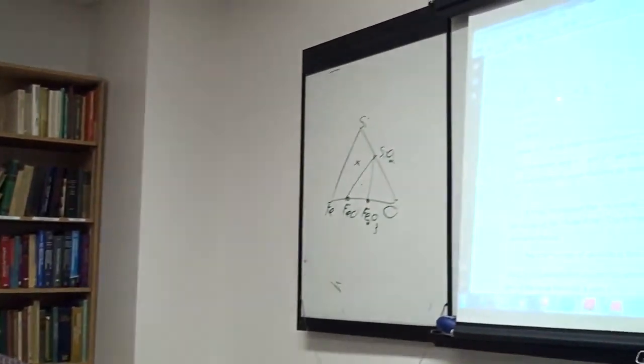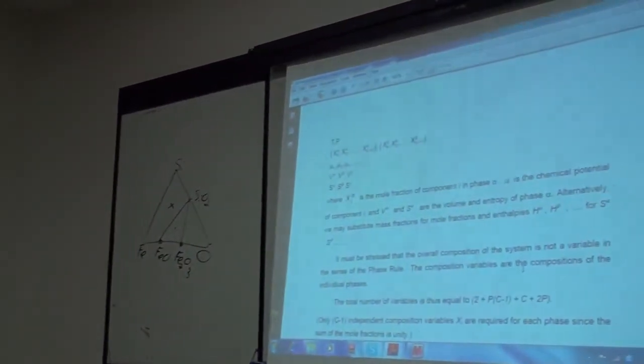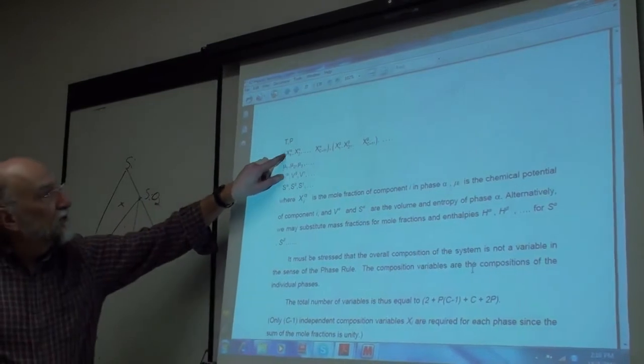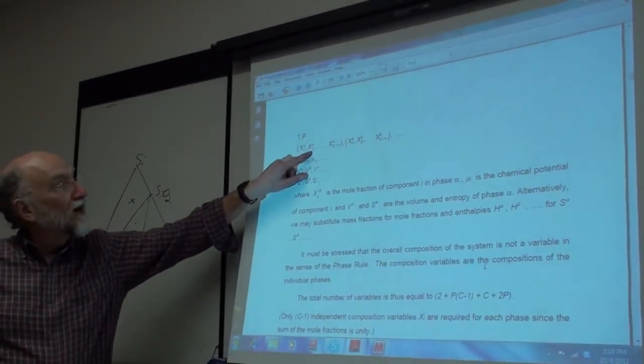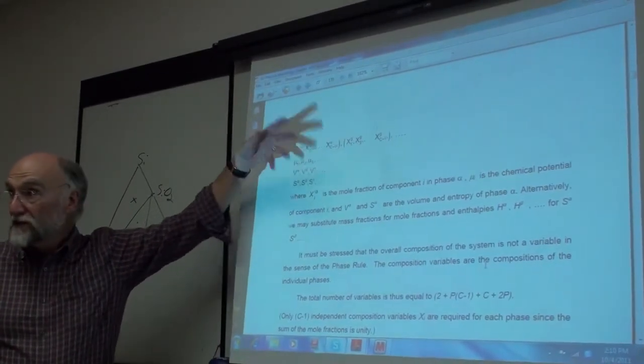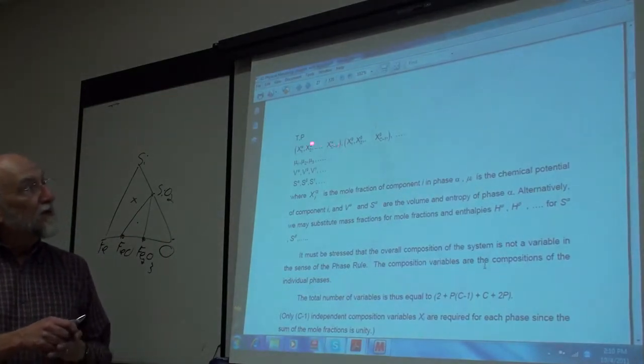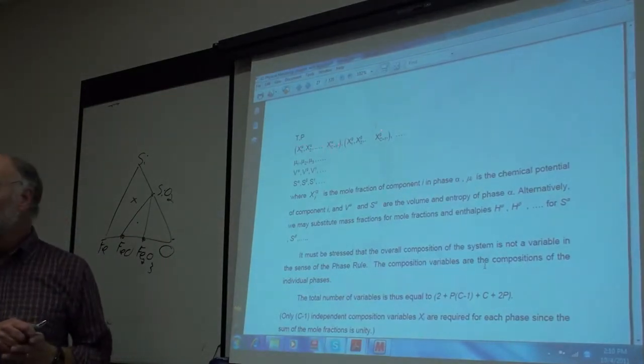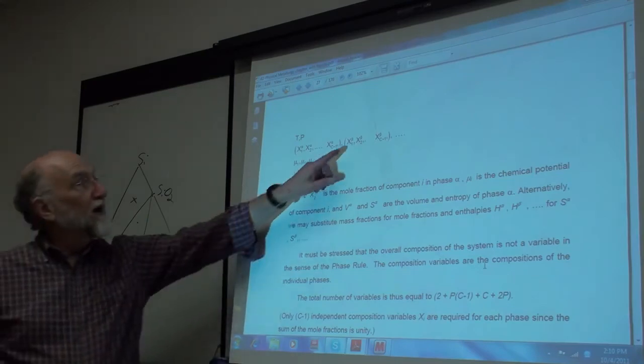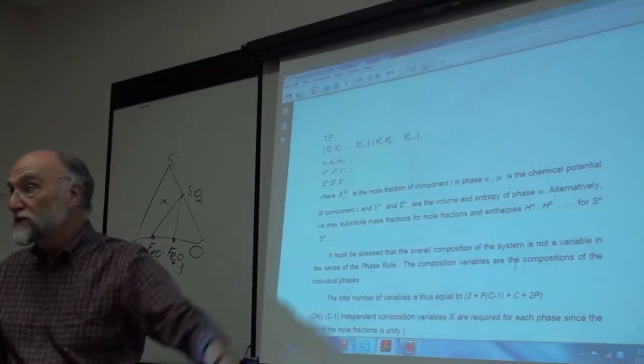Your variables are temperature, pressure, and the composition of each phase. This is the mole fraction of component 1 in the alpha phase, the mole fraction of component 2 in the alpha phase, and so on. I've only gone up to C-1 because only C-1 are independent. This is the mole fraction of component 1 in the beta phase, and so on.